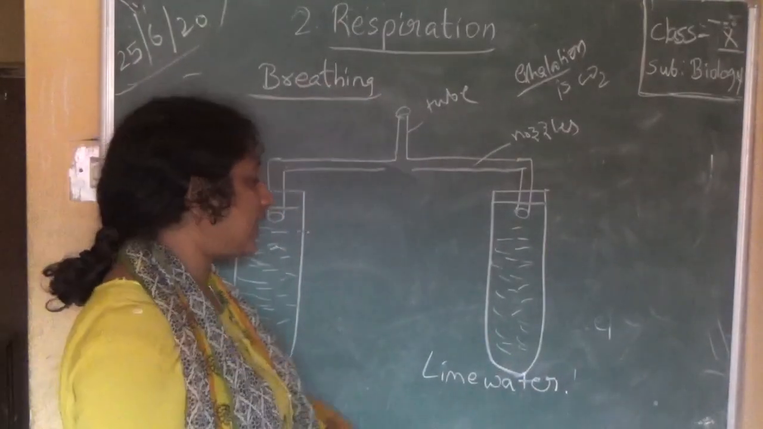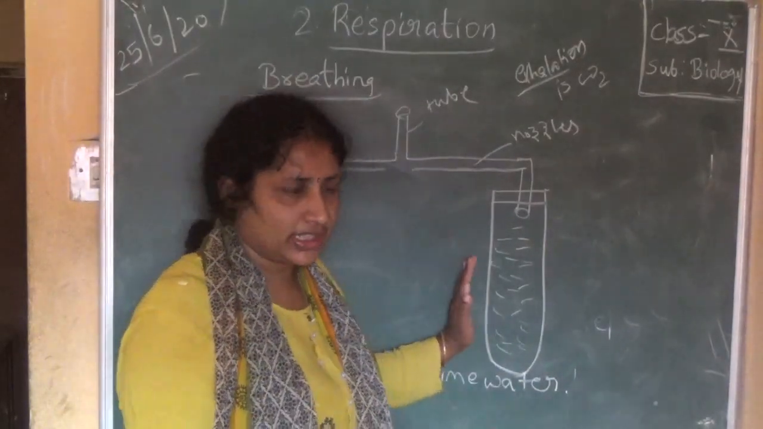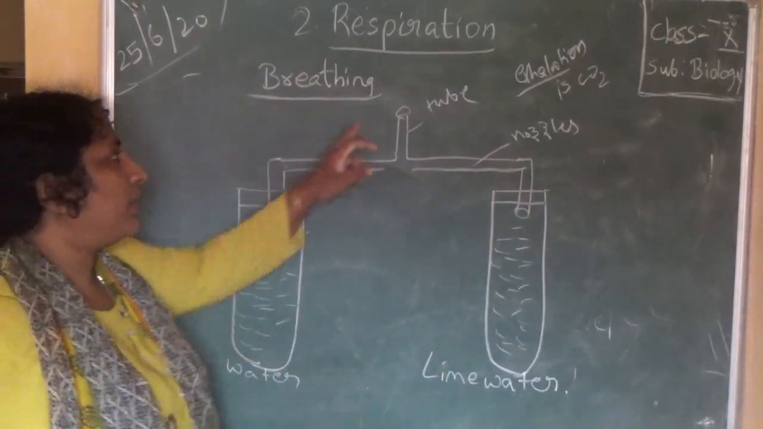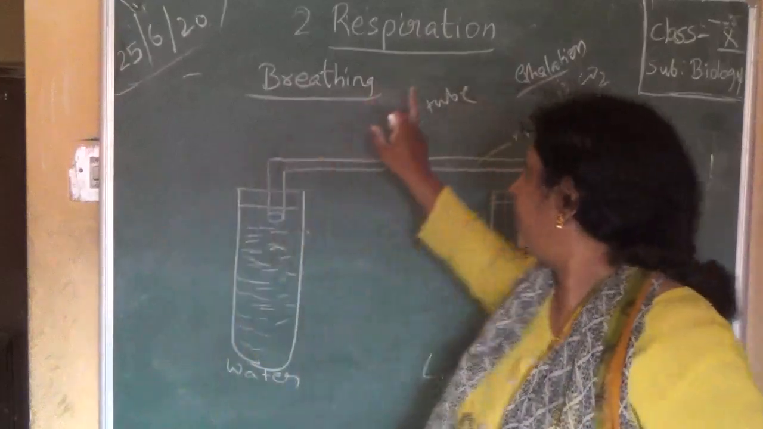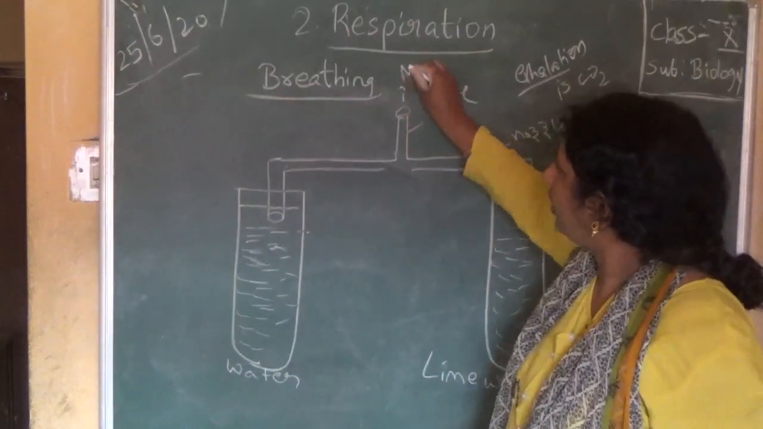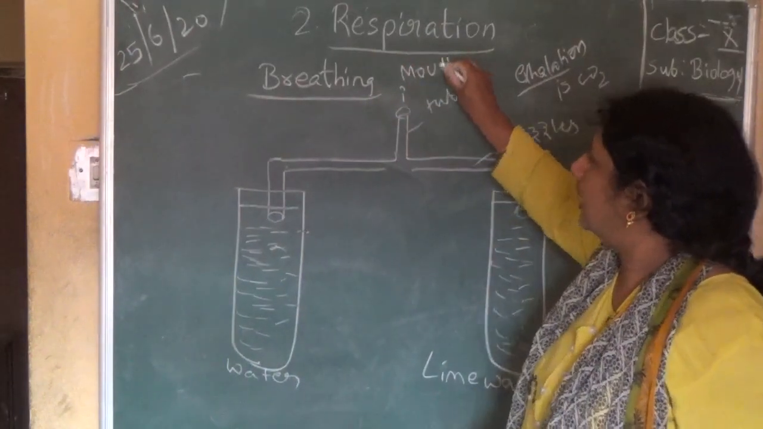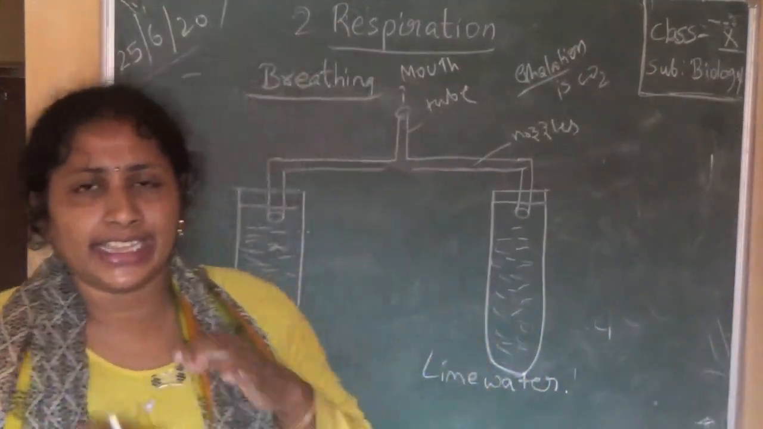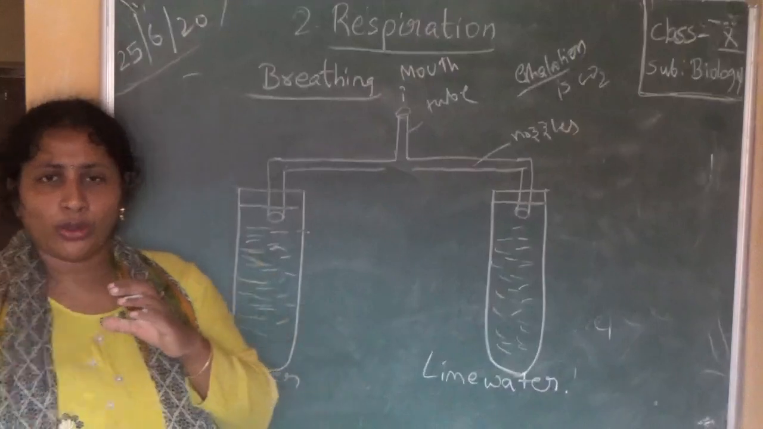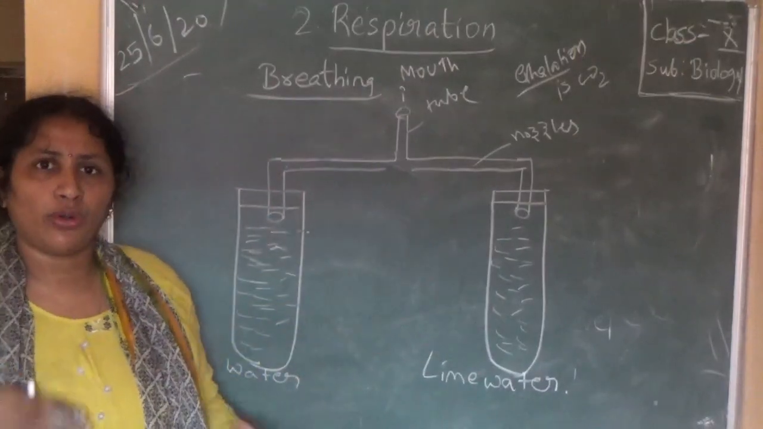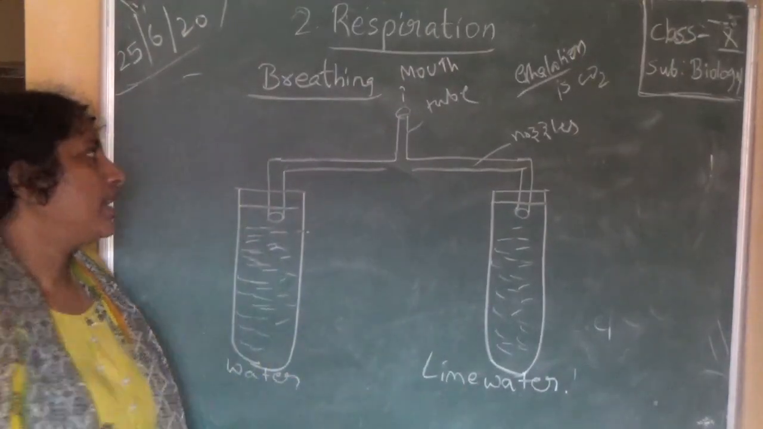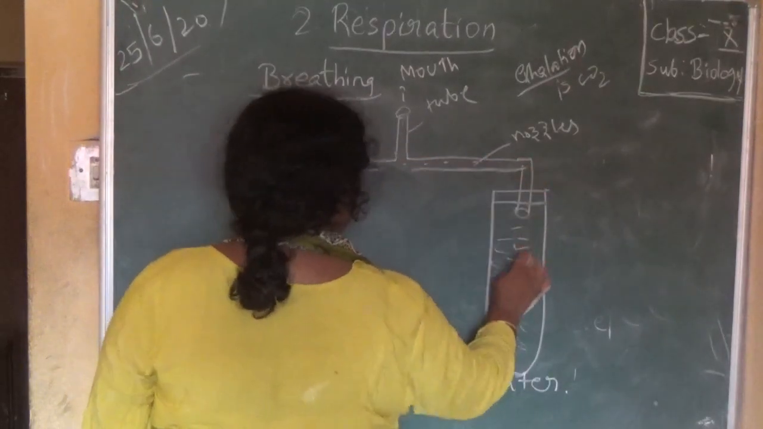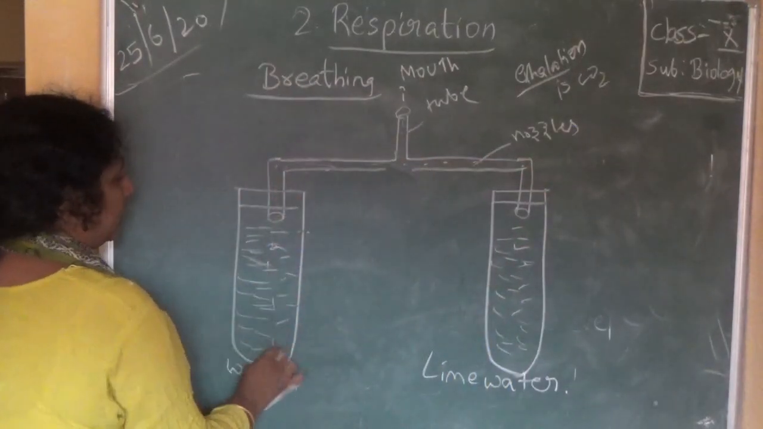In one test tube you take lime water. In the other test tube you take water. Now put your mouth here and exhale. Blow the air outside. The air will travel like this, and it will go into here, and into here.